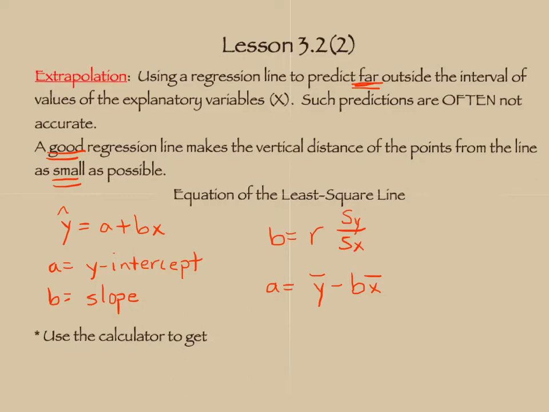Well, where do we get these values for s sub y, s sub x, y bar, and x bar? We're going to let the calculator do the work for us. So in class, we will calculate the standard deviation of y, the standard deviation of x, our correlation, our mean of y, and our mean of x, and then we'll be able to plug them into these two equations to solve for a and b, getting our equation of a least squares line.